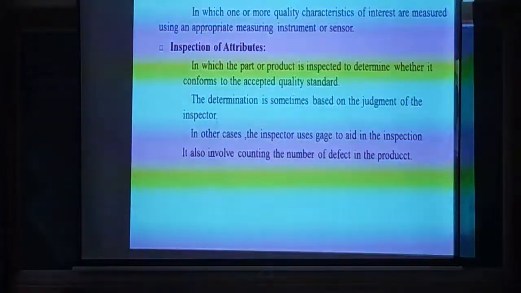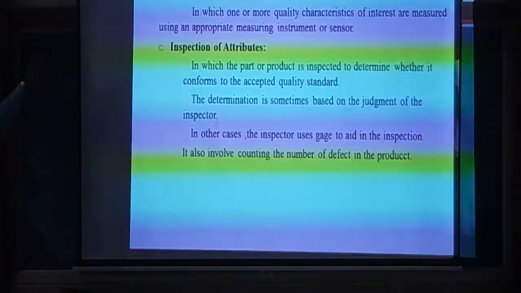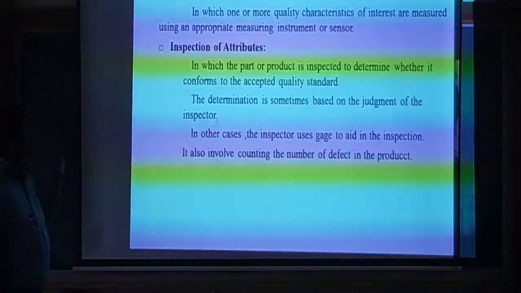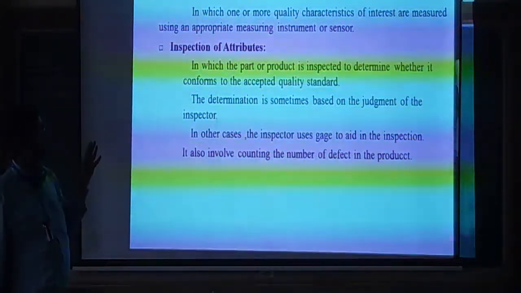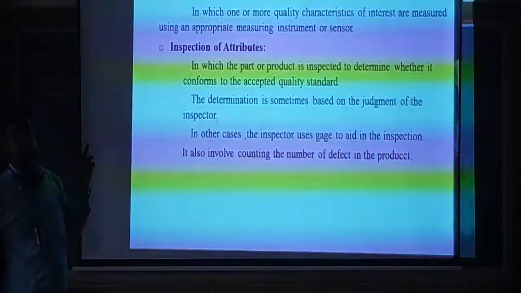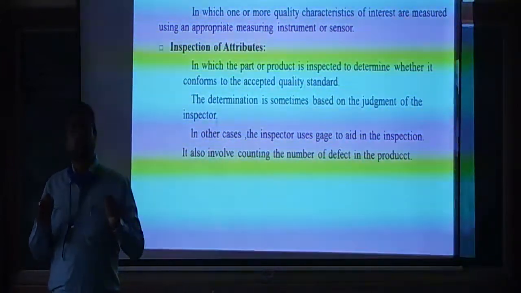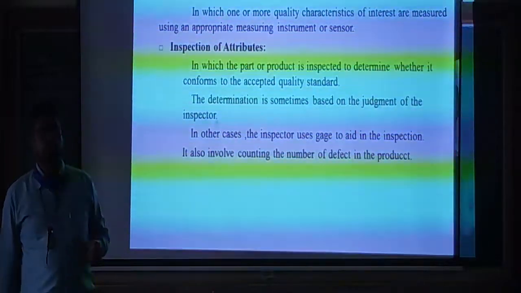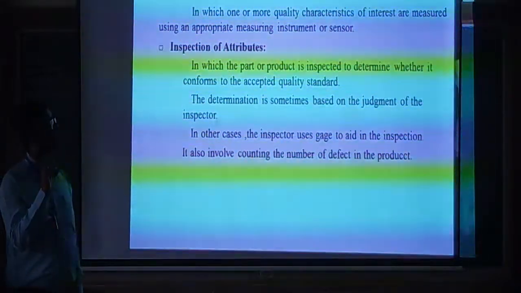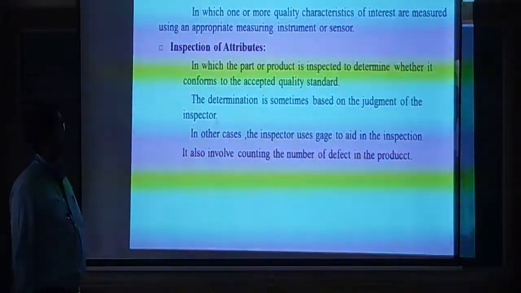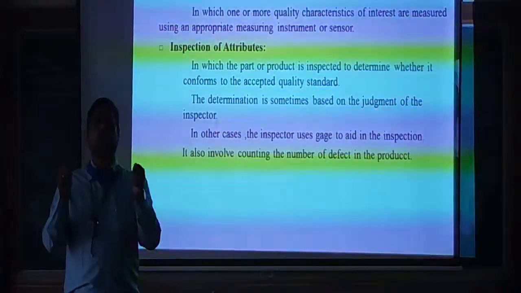So, the types of inspection. In the types of inspection we have two subsections: the inspection of variables and the inspection of attributes. First, inspection of variables: one or more quality characteristics of interest are measured using an appropriate measuring instrument or a sensor. If I want to measure the diameter of a cylindrical part, the quality characteristic of interest is the diameter, and that is measured using an appropriate measuring instrument.